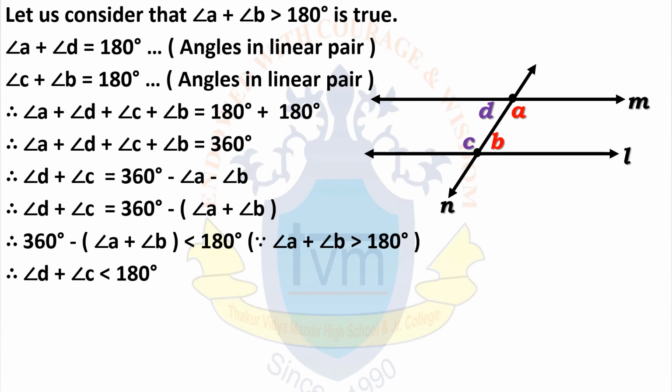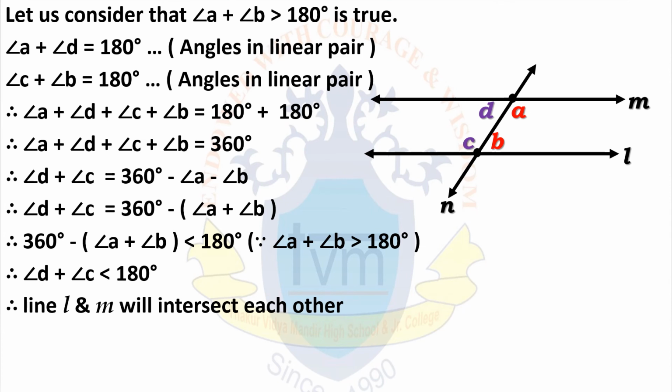So angle D and angle C are interior angles, and the sum of these two interior angles is less than 180 degrees. And according to Euclid's postulate, if the sum of any two interior angles is less than 180 degrees, then the lines will intersect each other, right? Line L and line M will intersect each other, but it's given that line L and M are parallel. Therefore my consideration is impossible. Therefore angle A plus angle B is greater than 180 degrees is impossible.